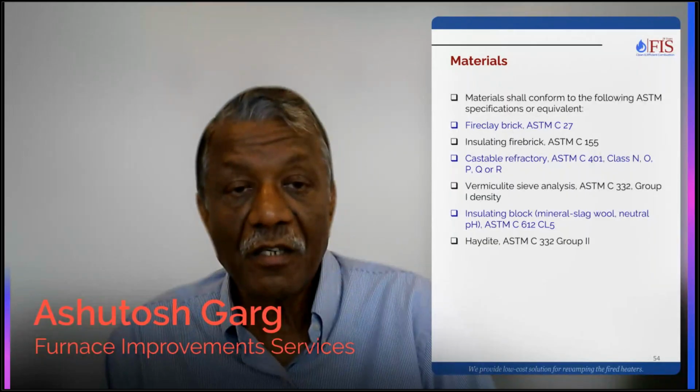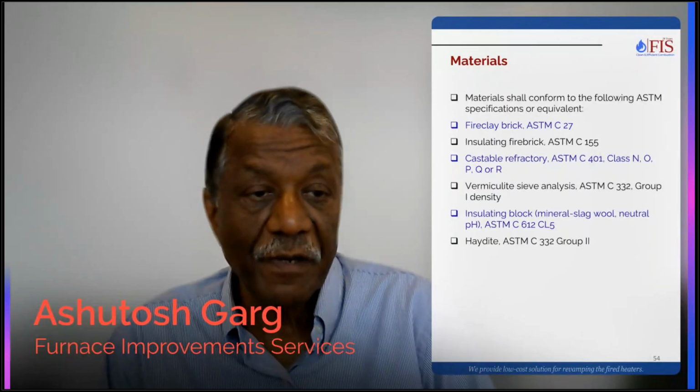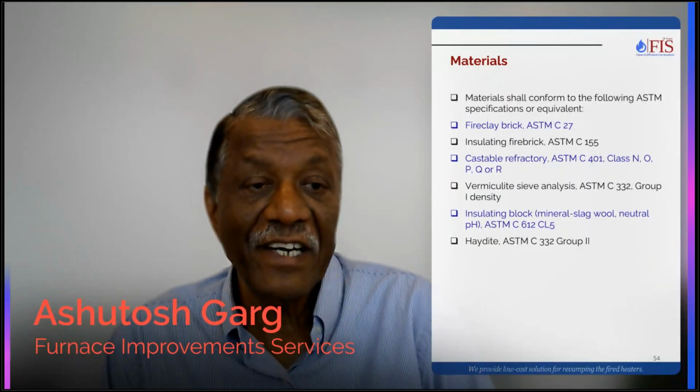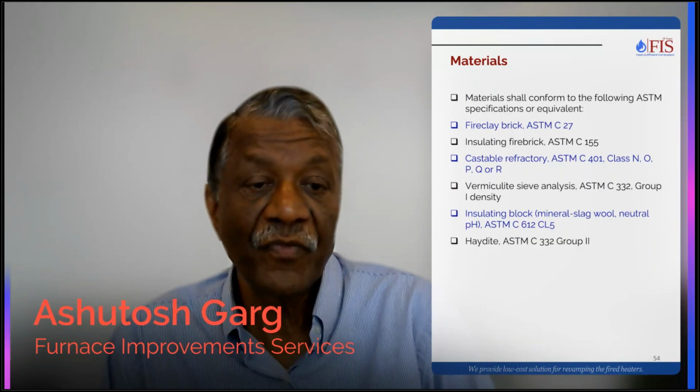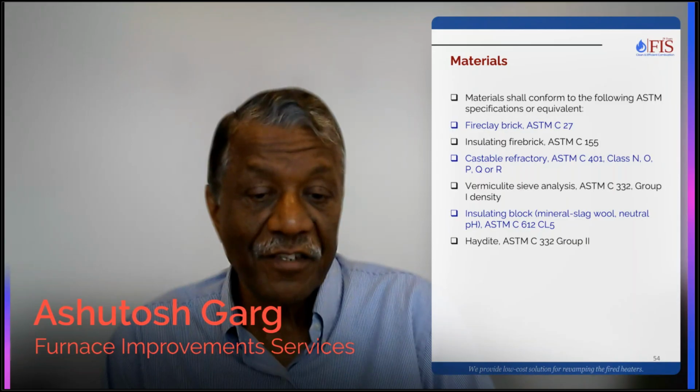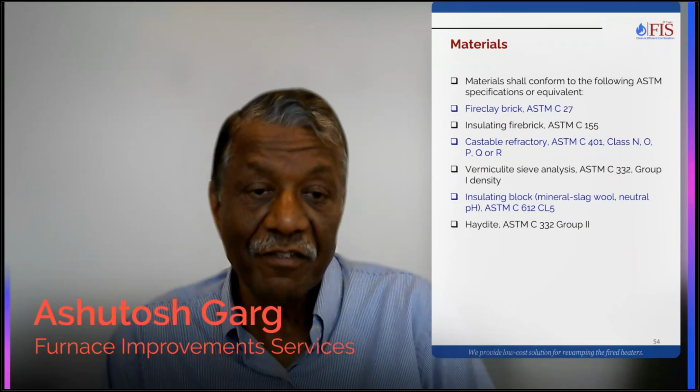on the materials. But you have to make sure you specify the correct type of refractory, because here you can see class N, O, P, Q, R. So there are 5 types of castables. So that's where the confusion starts.